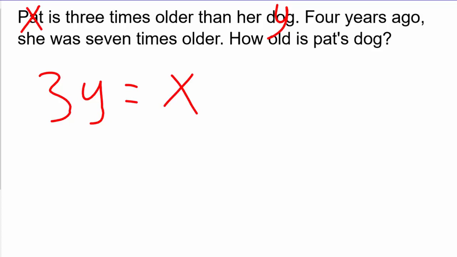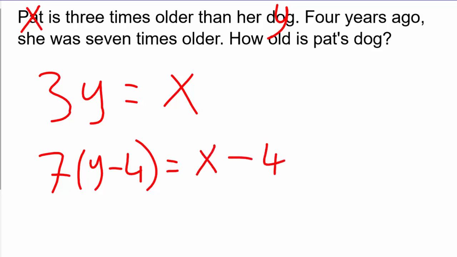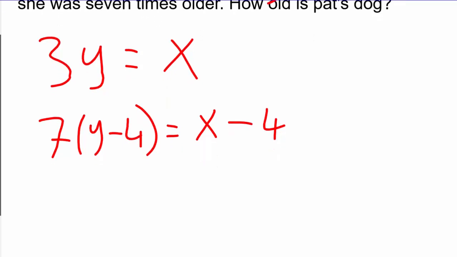And let's continue. So I am still translating from English to math. 4 years ago, that means it's going to be x minus 4, and y minus 4. Both of their ages should be subtracted. 4 years ago, she was 7 times older. So that means 7 times y minus 4 equals Pat's age 4 years ago, x minus 4. So now I got this equation done. I translated from English to math.